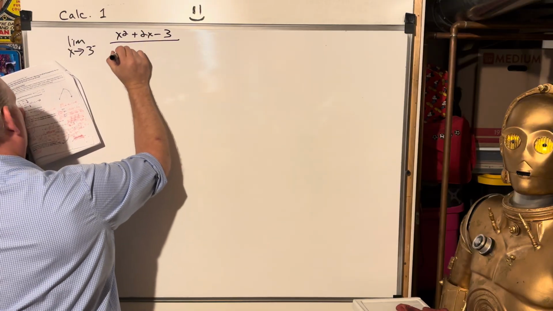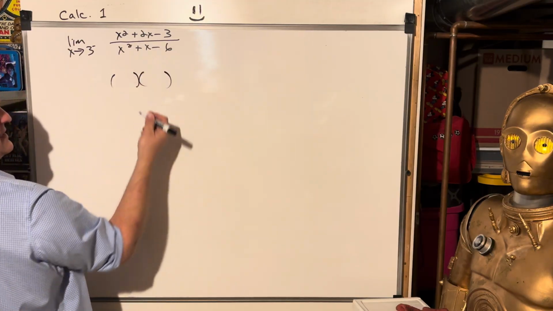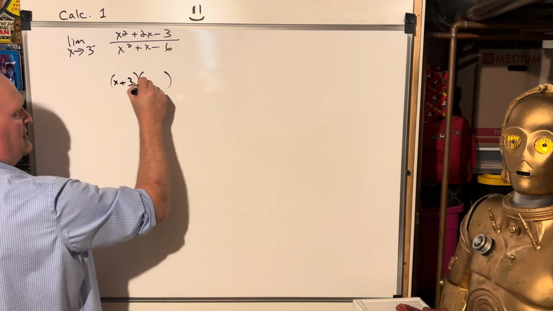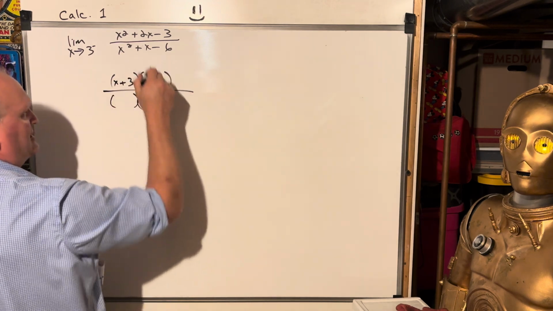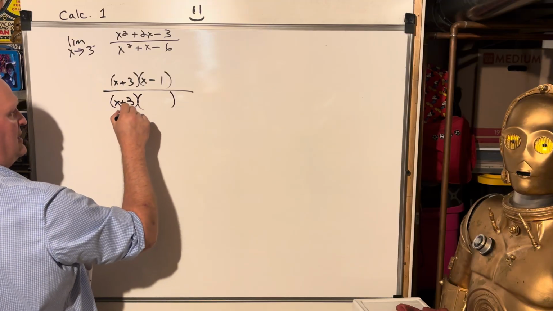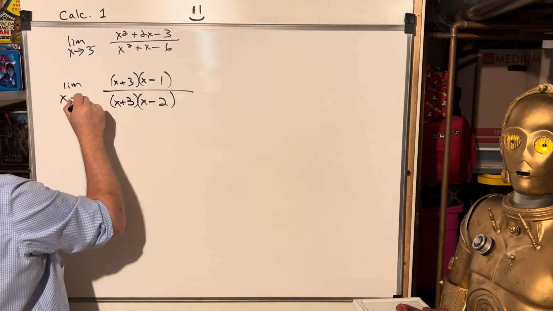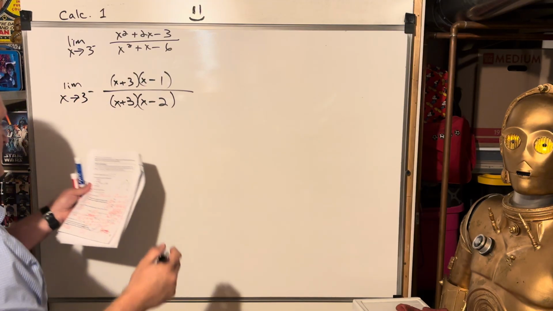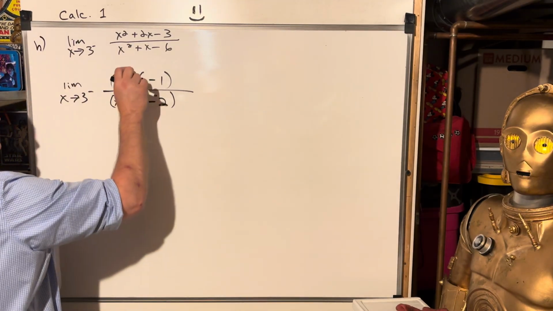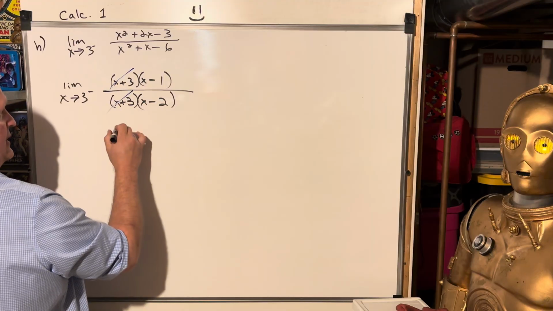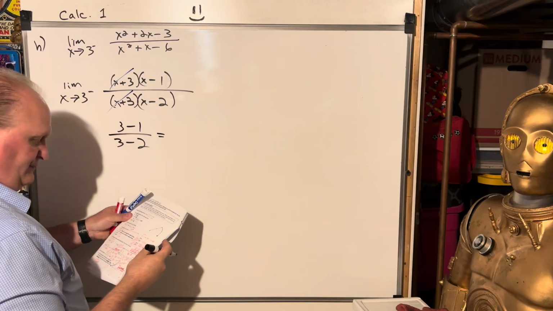You can factor here. So I factor the numerator: multiplies to be -3, adds up to be +2. That's +3 and -1. The denominator multiplies to be -6, but adds up to +1. That's +3 and -2. And so when we factor it, we can cancel the x plus 3's. And then you can just pop in the 3. So 3 minus 1 over 3 minus 2. That is 2 over 1.